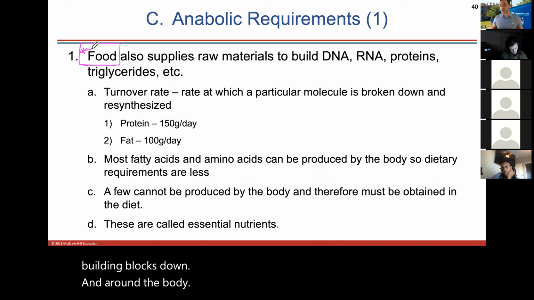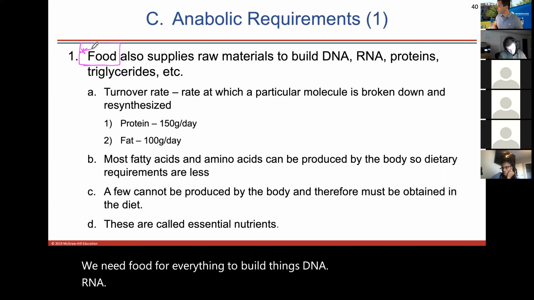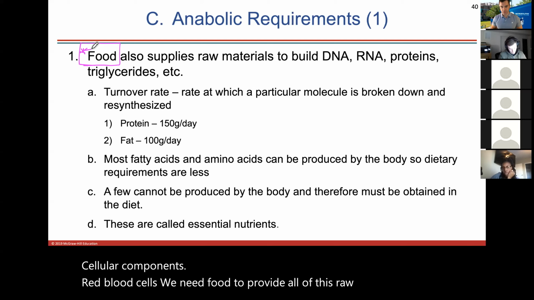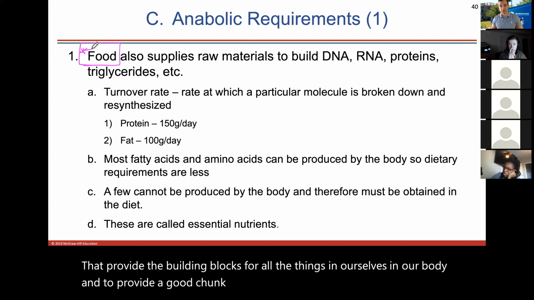We need food for everything to build things: DNA, RNA, proteins, triglycerides, cellular structures, cellular components, antibodies, red blood cells. We need food to provide all of this raw material, if you will, that provides the building blocks for all the things in our cells, in our body, and to provide a good chunk of ATP with which to fund all of these actions that we're going to be talking about.